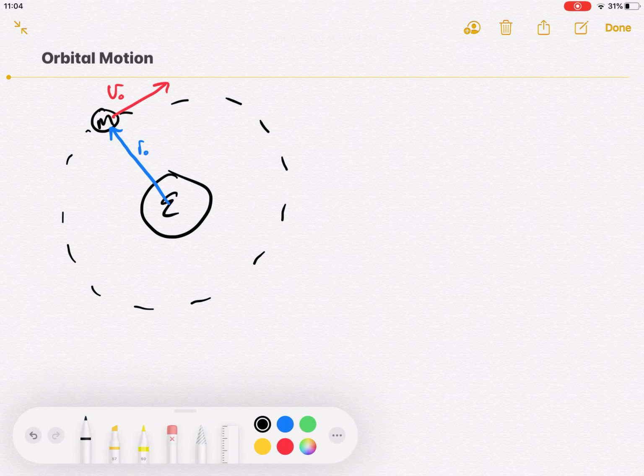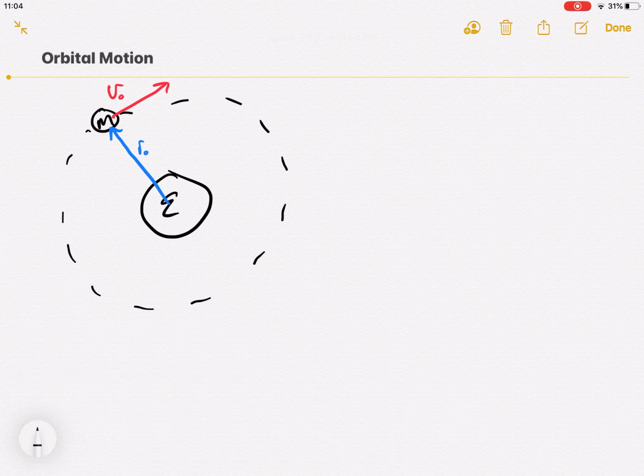Well, we can write Newton's second law in the radial direction, right? So the net force radially equals mass times some acceleration in the radial direction. Again, I just mean directly toward or directly away from Earth.